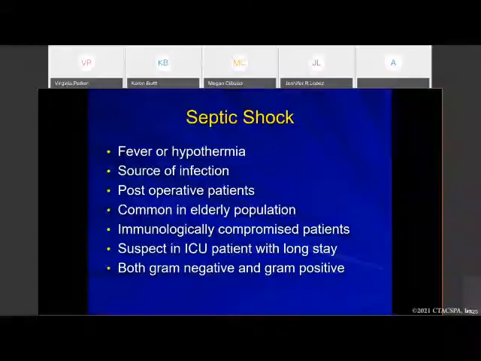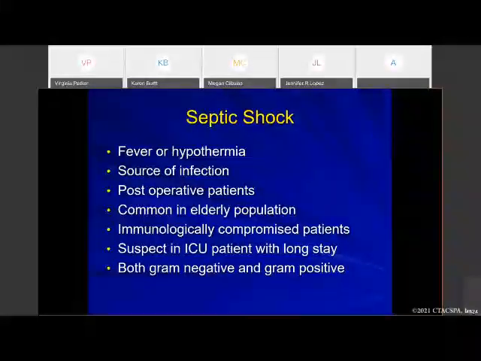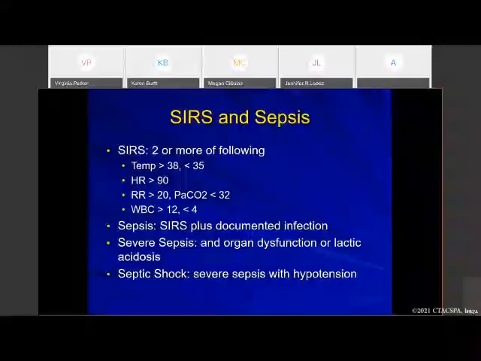You're probably looking for postoperative patients, preoperative patients if they came in with an infection, common in elderly population, all those things there that you can see. The SIRS criteria. You can have SIRS without sepsis, people with pancreatitis have SIRS. But if you have documented infection of sepsis, severe sepsis, organ dysfunction, you still will see some of this.